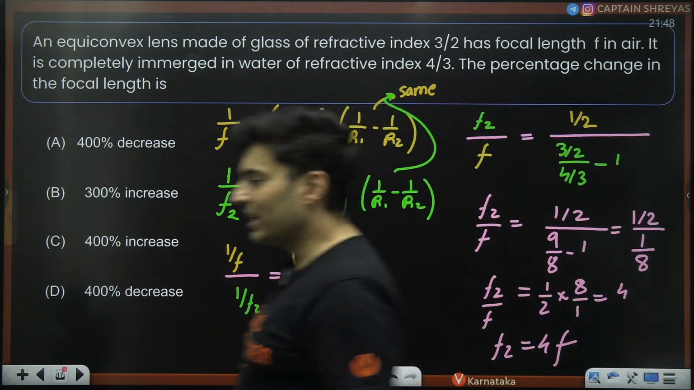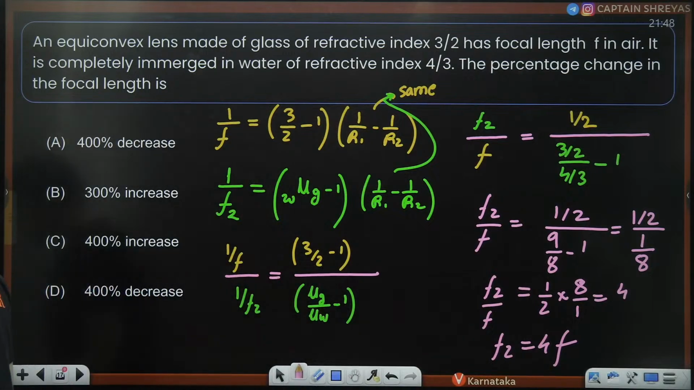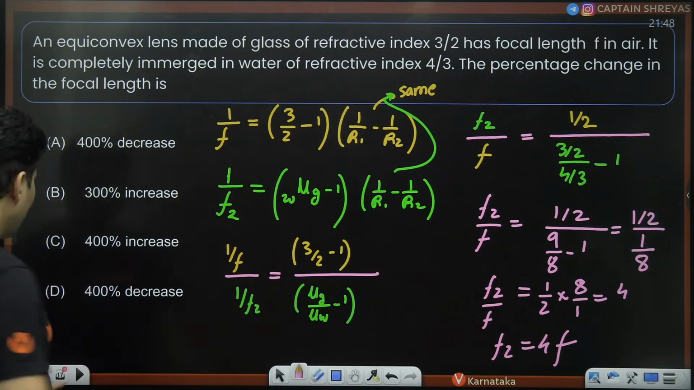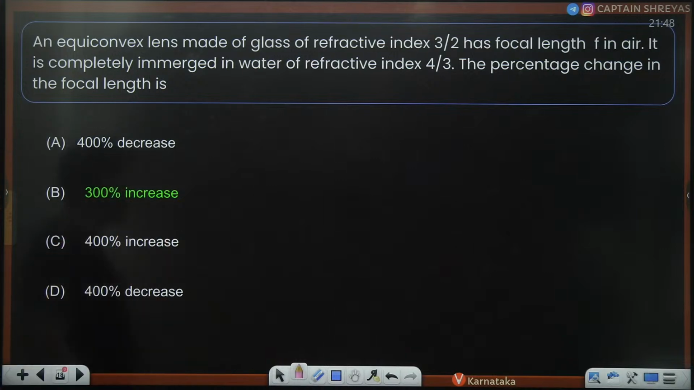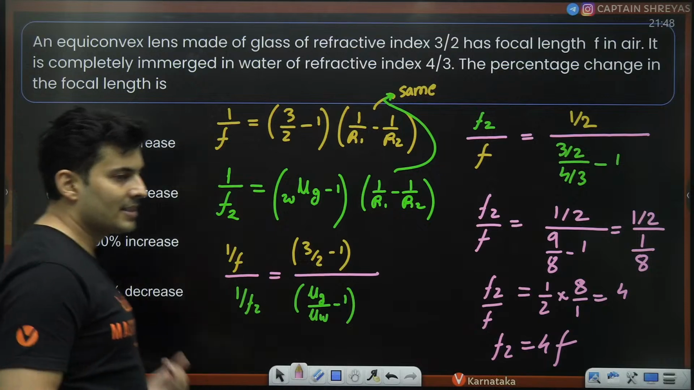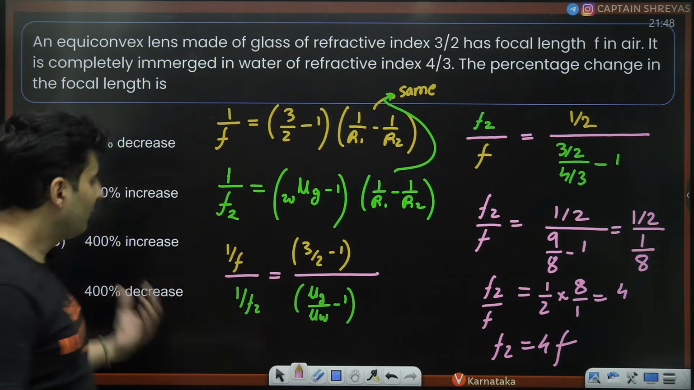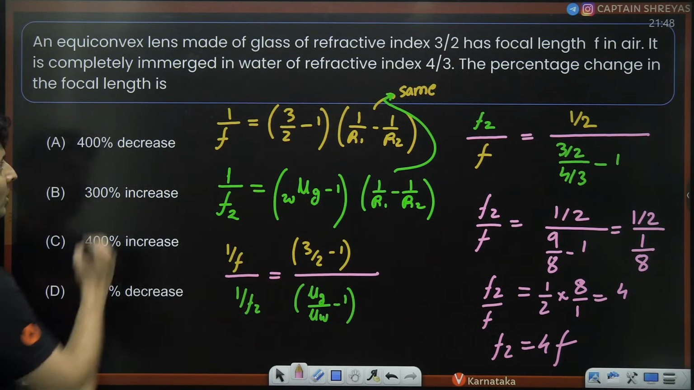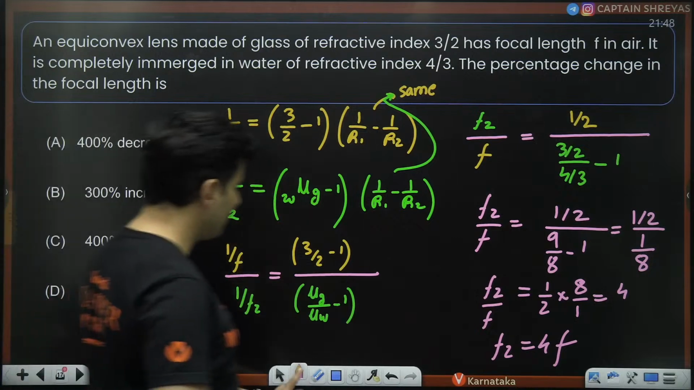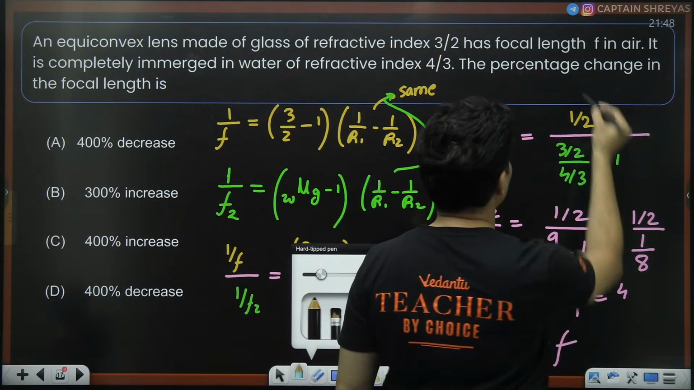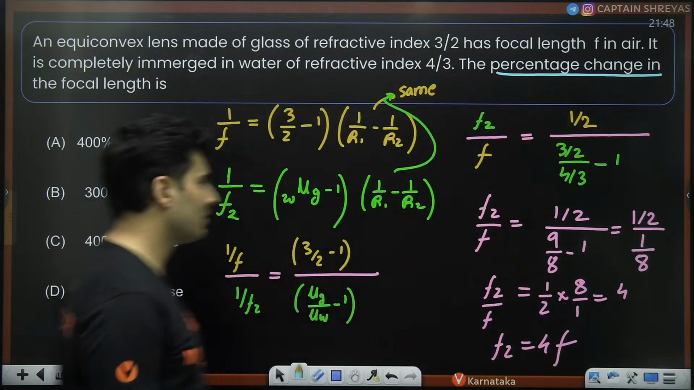So what is the increase? What will be the increase? It will be 300%. Many of you would have said 400%. Wrong. Understand why it is not 400, it is 300. The question is the percentage change. Read the question carefully. The percentage change.